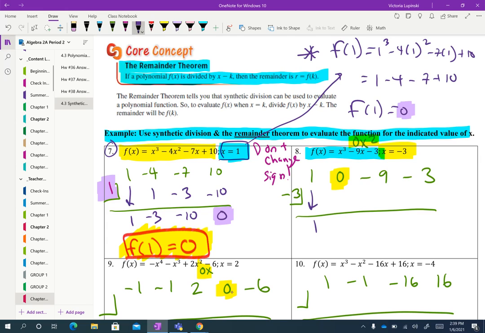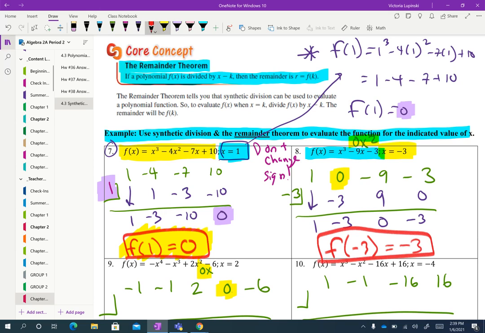So bring down the 1 times -3. Add to 0 is -3. Multiplies to 9, adds to 0. Multiplies to 0, and adds to -3. For your answer, it's going to be f of whatever value they gave you, which was -3, equals whatever the remainder is, which in this case is -3. And again, that is how you're going to write your answer.